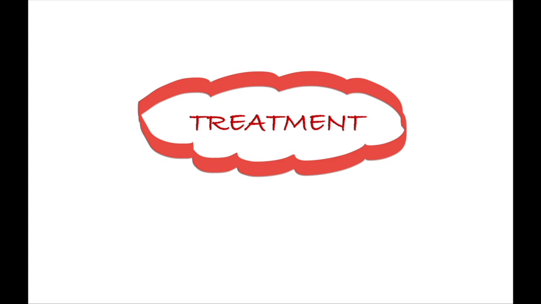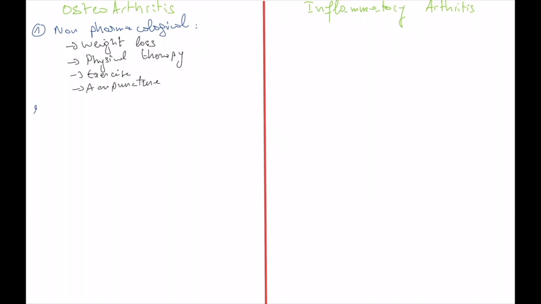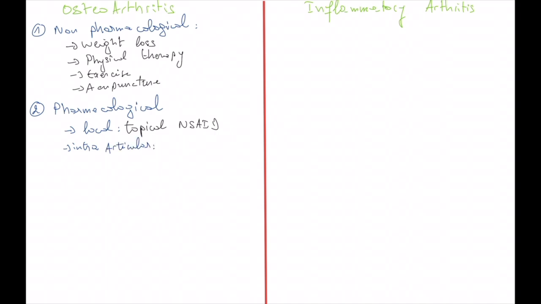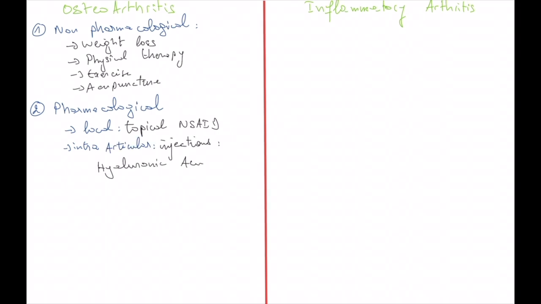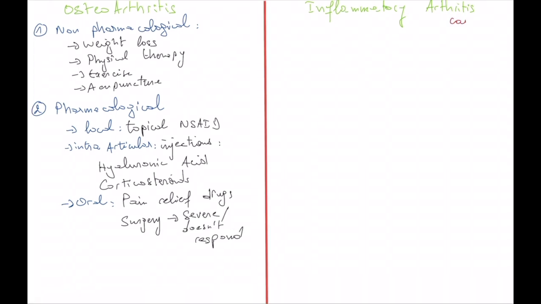Now, for treatment, we're going to start with osteoarthritis. We have non-pharmacological treatment and pharmacological treatment. The non-pharmacological treatment consists of weight loss, exercise, physical therapy, and acupuncture. For pharmacological, we can either have local treatment with topical non-steroidal anti-inflammatory drugs or intra-articular injections with hyaluronic acid and corticosteroids, or oral treatment with pain relief medications, or we can have surgery if it's severe or doesn't respond to treatment.